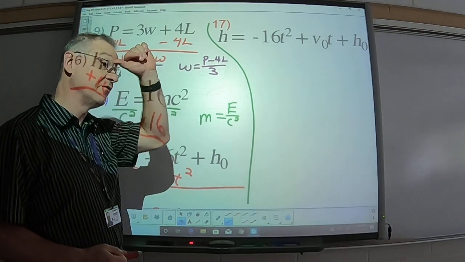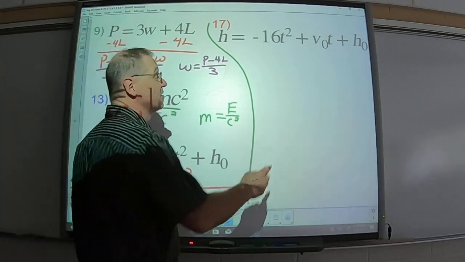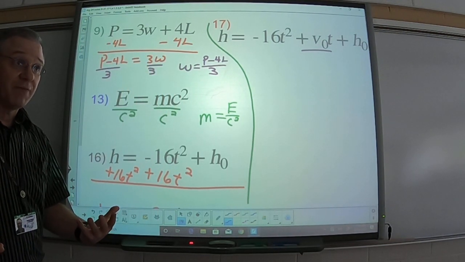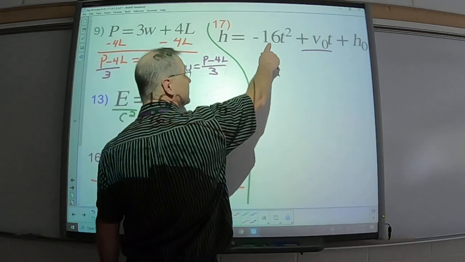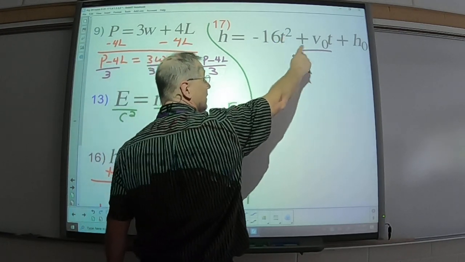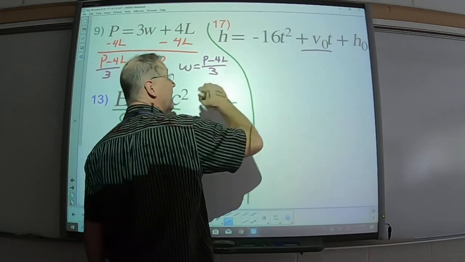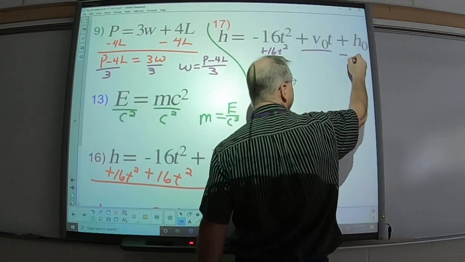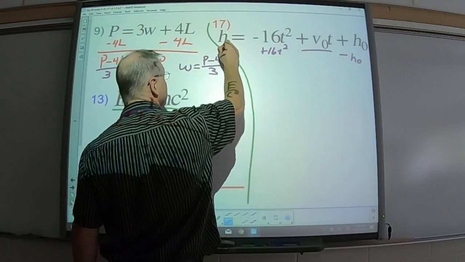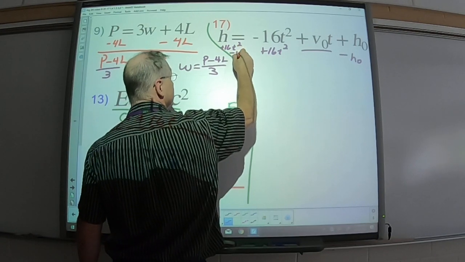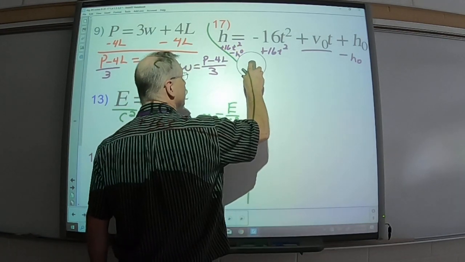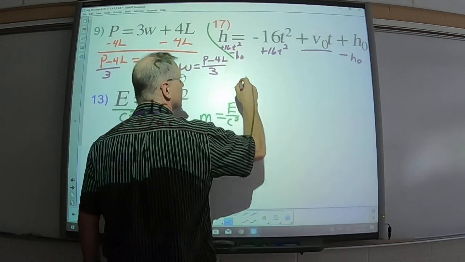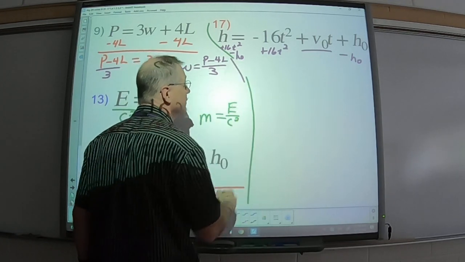V sub 0, we want v sub 0 by itself. So that's this expression. So anything added to it has to go to the other side. So I'm going to move the negative 16t squared and the h sub 0 to the other side. I'm going to add 16t squared and subtract h sub 0 from both sides. Oops, put the 0 on the top. There we go, h sub 0. That's an h. You can see that, right?